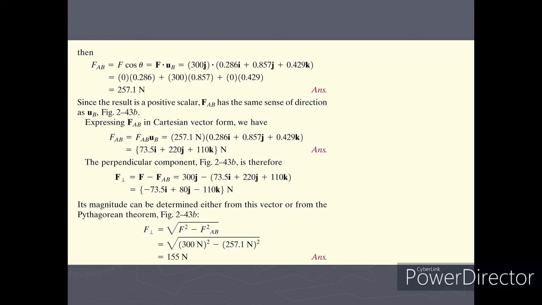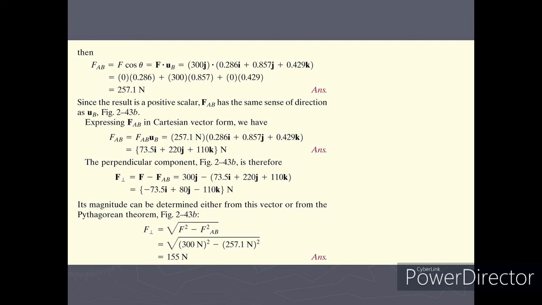To get it in vector form, we got the magnitude. So to get the vector form, we multiply by the unit vector, isn't it? Which we already obtained here. So we multiply the magnitude by the unit vector. This is supposed to be written in bold. It's a mistake, okay? It is supposed to be in bold because it is a vector. So we now got the vector form, and to get the perpendicular one, this is in vector form, this is in vector form. So how do you express F in terms of FAB and F perpendicular?